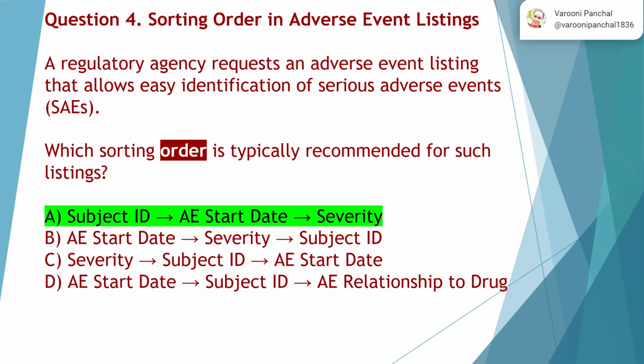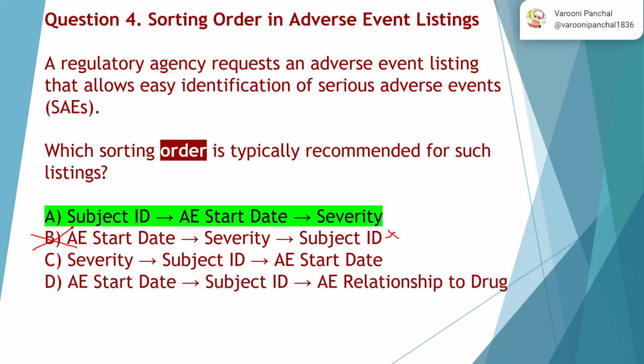Question 4. Sorting order in adverse event listings. A regulatory agency requests an adverse event listing that allows easy identification of serious adverse events. Which order is typically recommended for listings? Option B, AE start date, severity, subject ID. No. The subject ID is mentioned in the third position, which should not be. It should be in the first position.